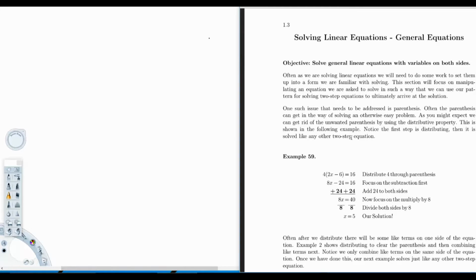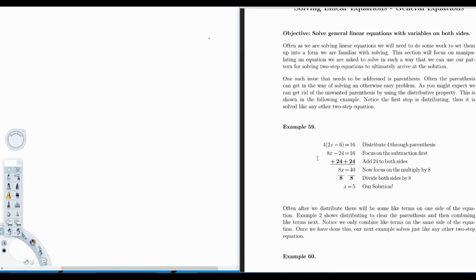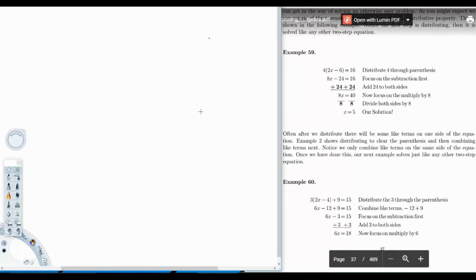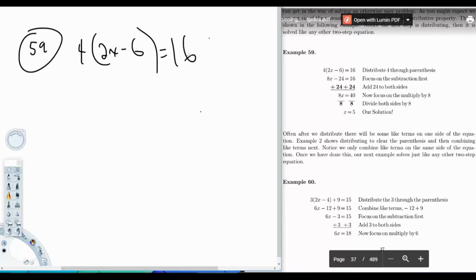So they make it sound so easy, right? Of course, it never is. This is actually pretty hard. We're going to think about it in a different way now. What we're going to do is we're going to look at this problem. So let's take example 59. 4 times (2x minus 6) equals 16.